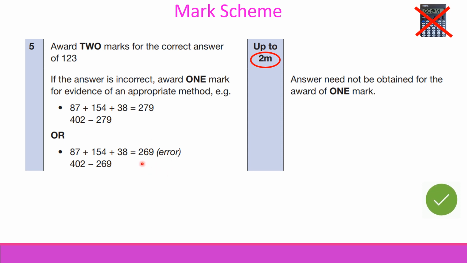Or if you've made a mistake when you add these numbers up and then take that value away from 402, you will still get a method mark for doing your working correctly. So you had the correct method, but you've made a mistake somewhere. So you're allowed to make a mistake as long as you're showing the working. So it's really important you show your working, as it says next to the question, to make sure you get the full marks.